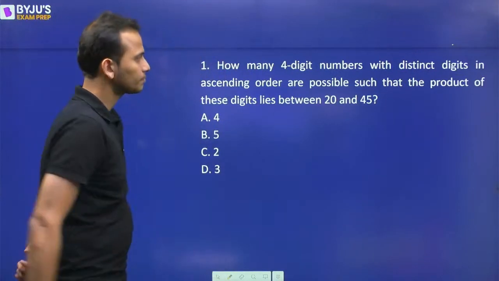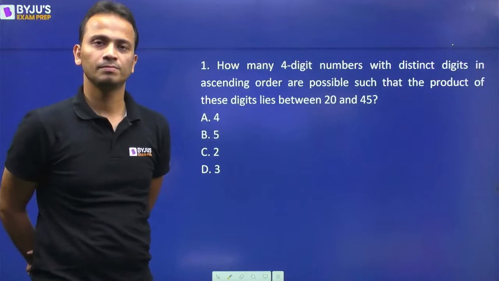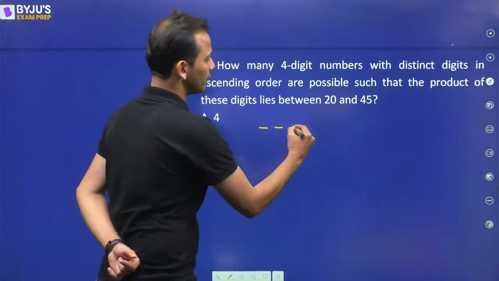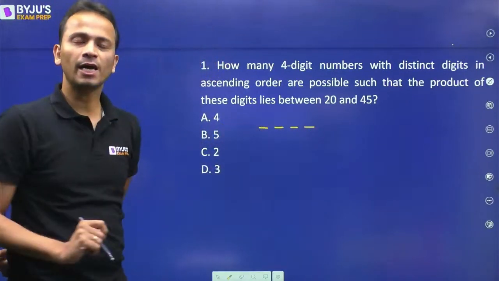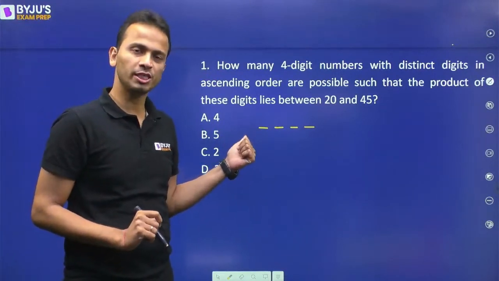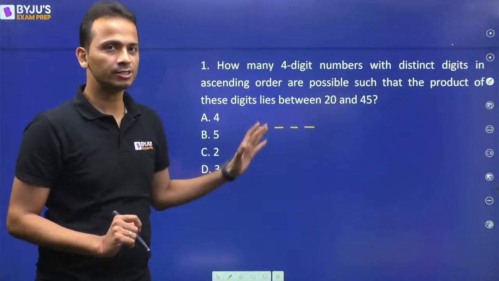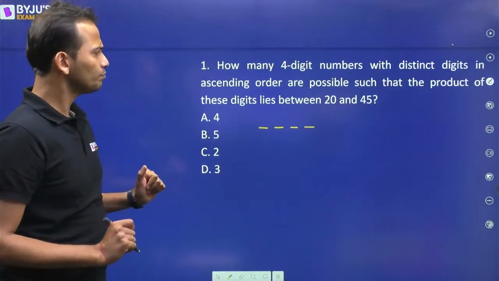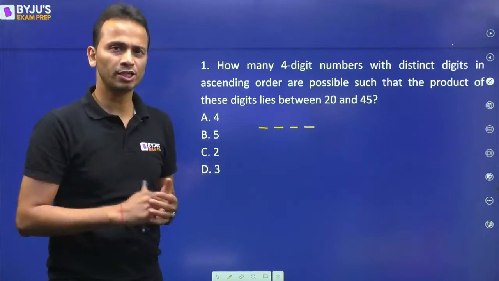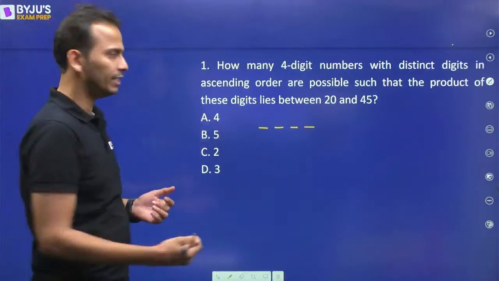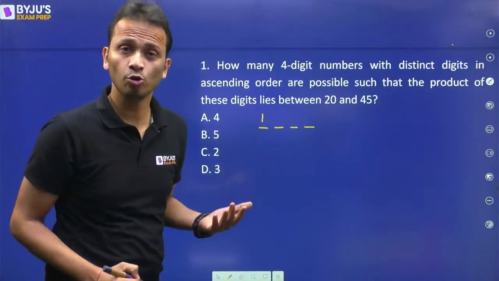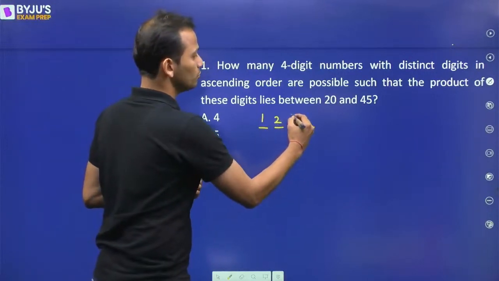Now let us start solving this one. I want to make a 4-digit number such that the digits are in ascending order. So the smallest digit will be the leftmost digit, and then I'll keep all the remaining 3 digits in ascending order. Since the smallest digit will be the first digit, I can start making this number using digit 1. So the leftmost digit can be 1. If I put 1 as the leftmost digit, then the smallest number that I can form is 1, 2, 3, 4.